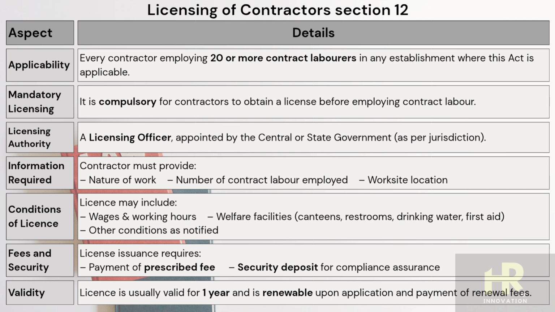Let's recap the steps quickly. Applies to contractors with 20 or more laborers. Getting a license is mandatory. Licensing officer issues the license. Contractor must submit work details. License comes with conditions. Fees and deposit are required. License is valid for 1 year and renewable.